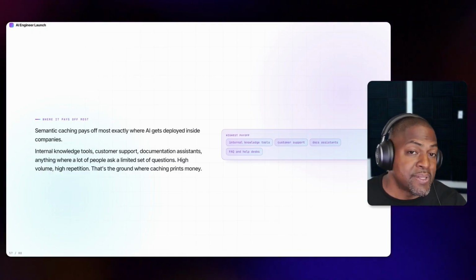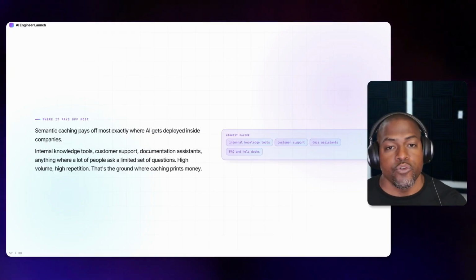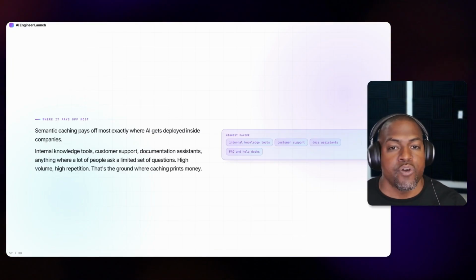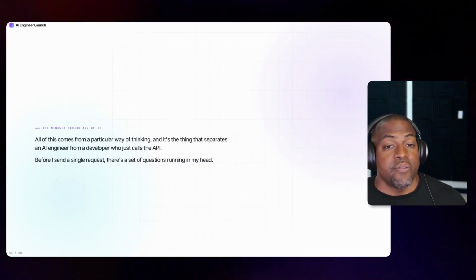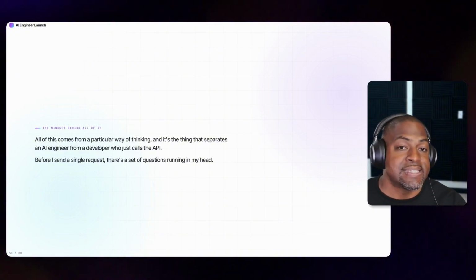All of this comes from a particular way of thinking, and it's the thing that separates an AI engineer from a developer who just calls the API. Before I send a single request, there's a set of questions running in my head. How much does this request actually cost? Not in the abstract, in tokens, in retrieval, in cents per call.